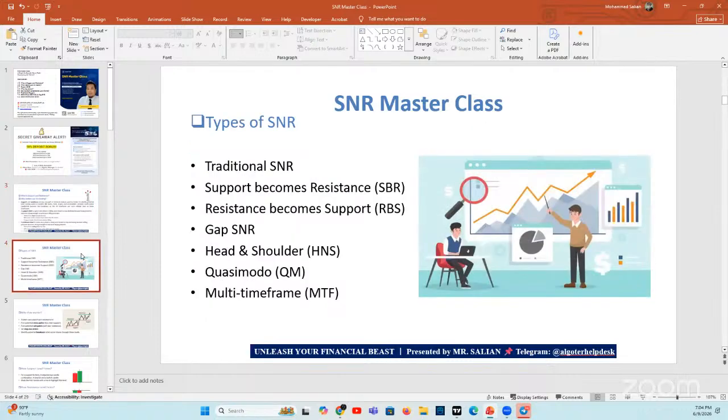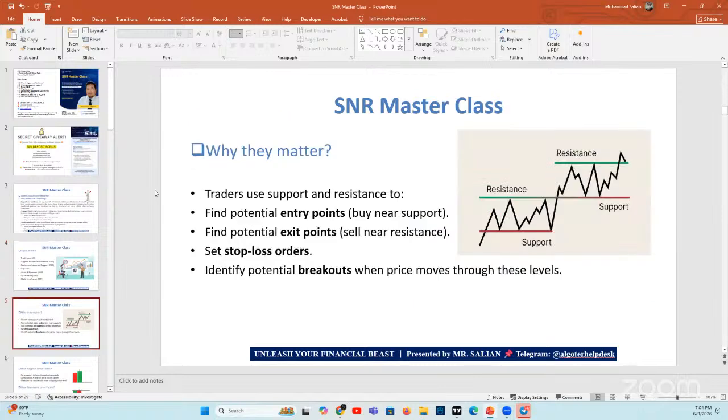So, guys, screenshot this now, or take a photo on your phone, or take notes. Types of SNR: the traditional SNR, support becomes resistance or SBR, resistance becomes support or RBS, the gap SNR, head and shoulders, Quasimodo or the QM pattern, and the multi-time frame. Very important. Let's go.